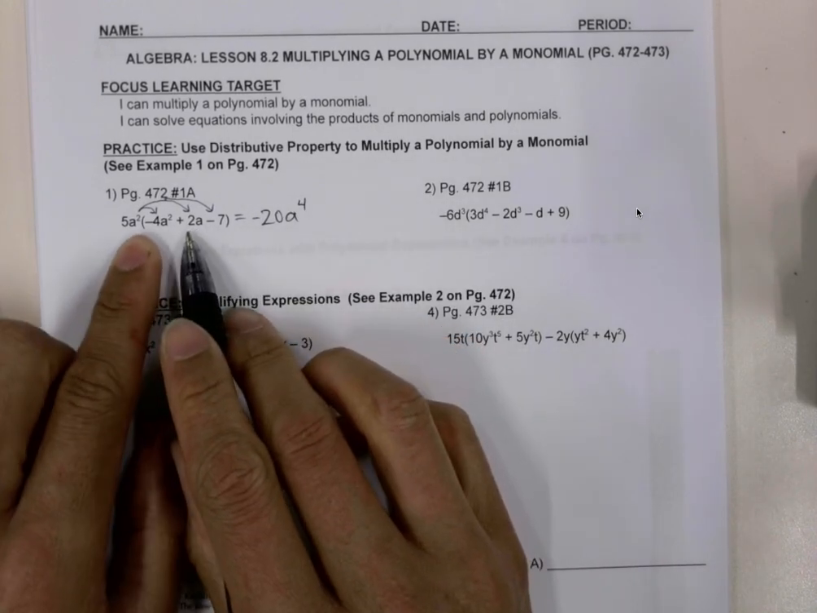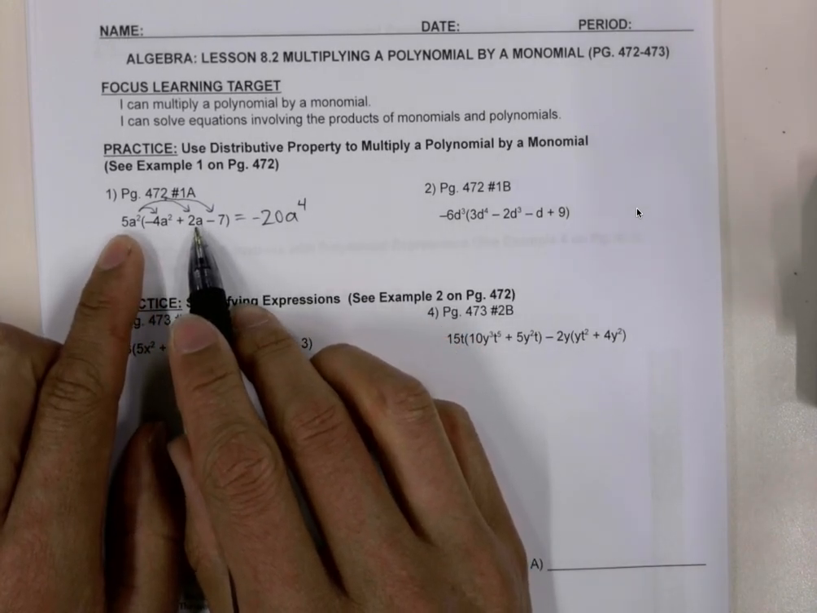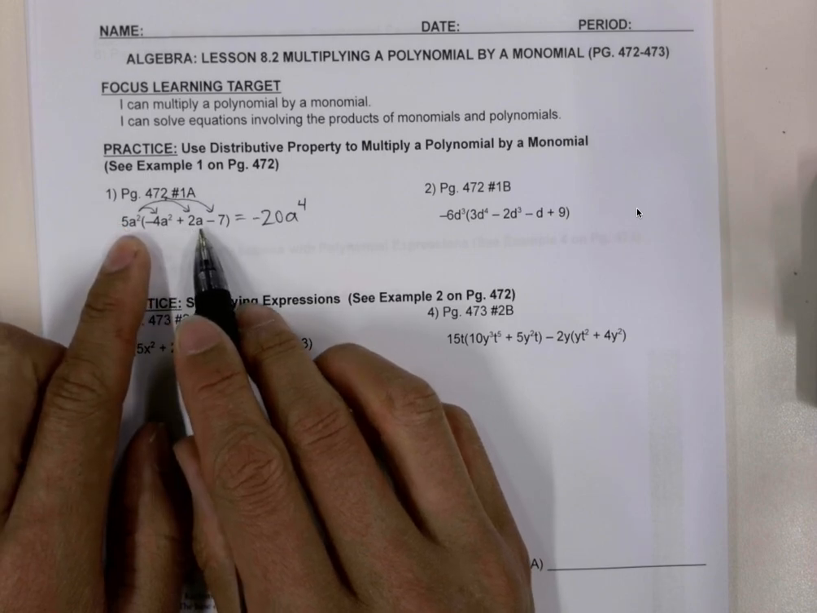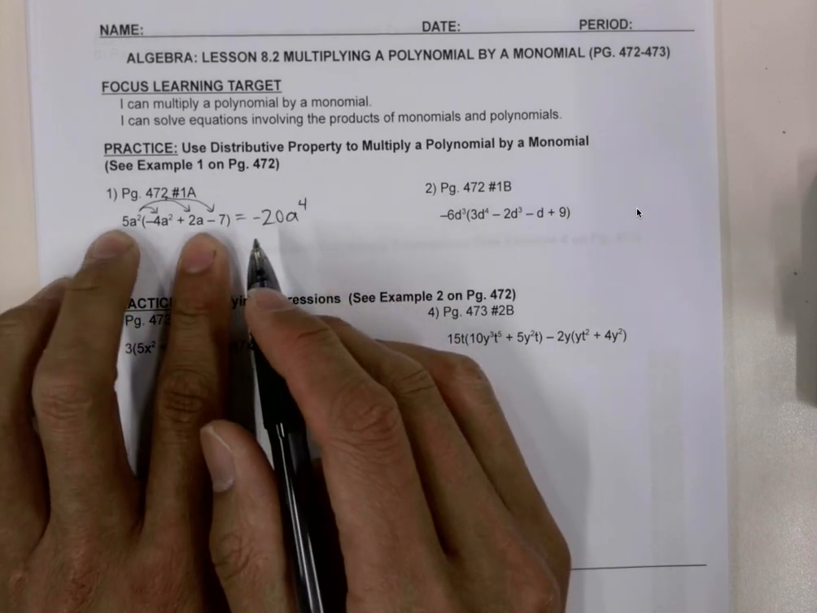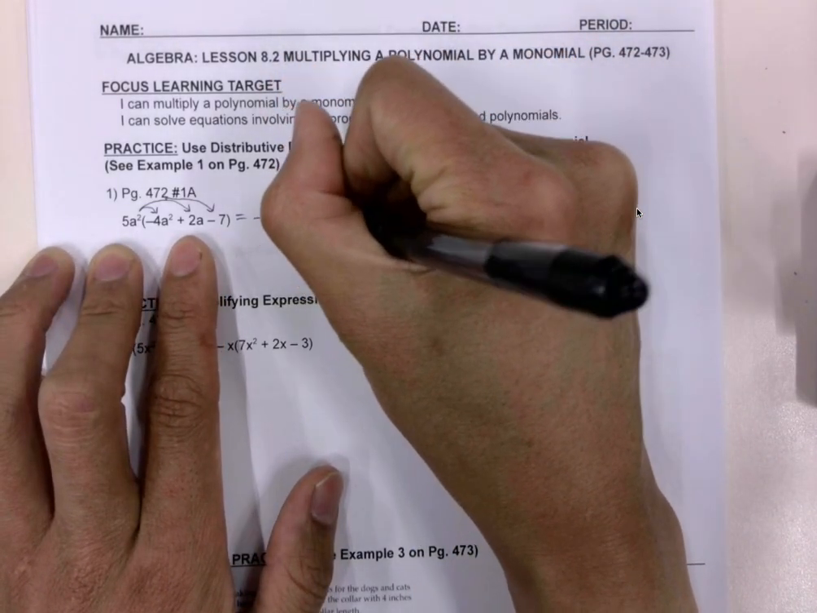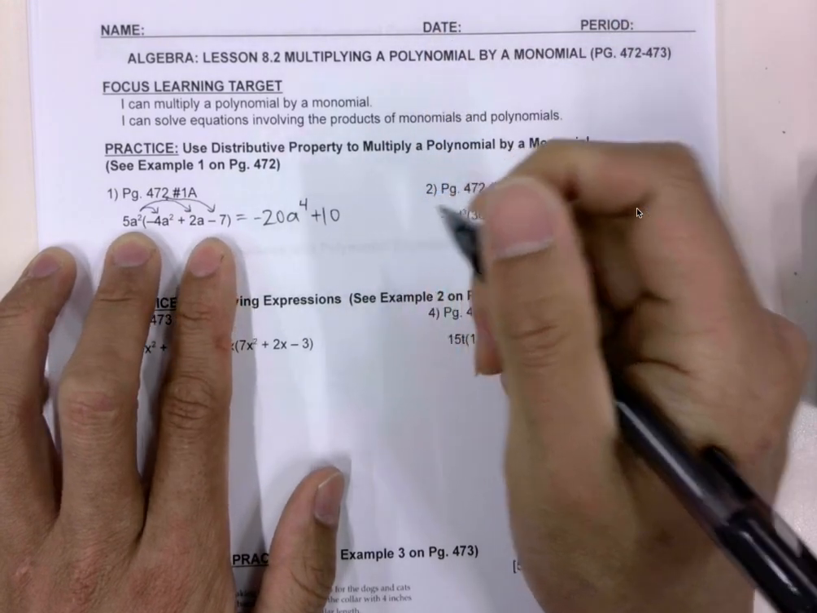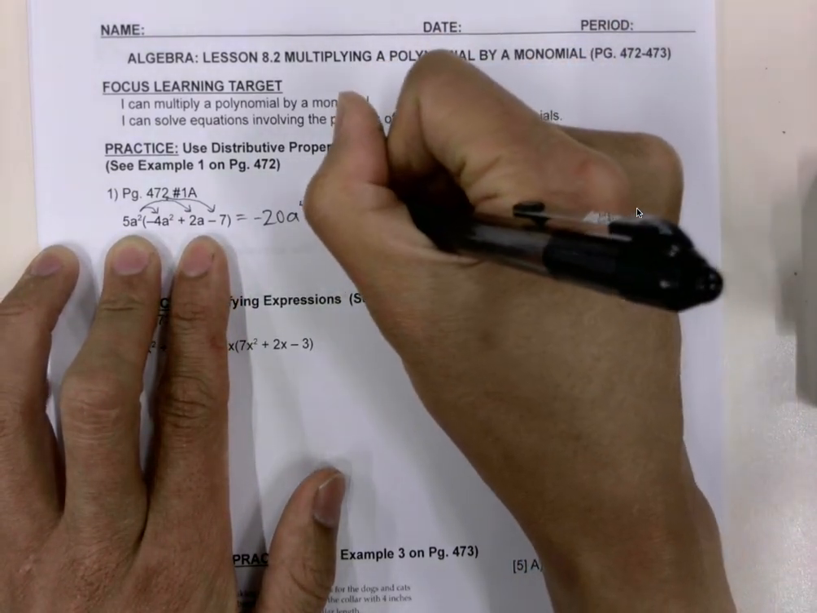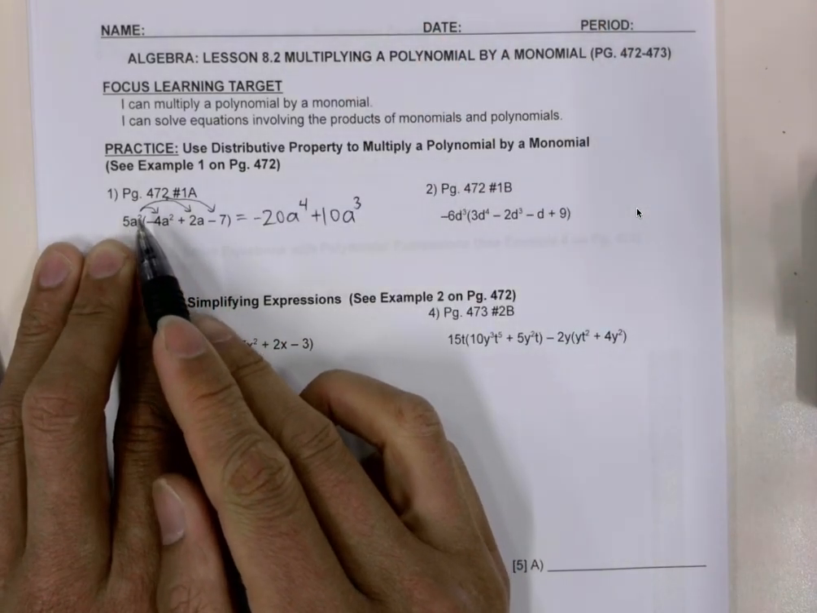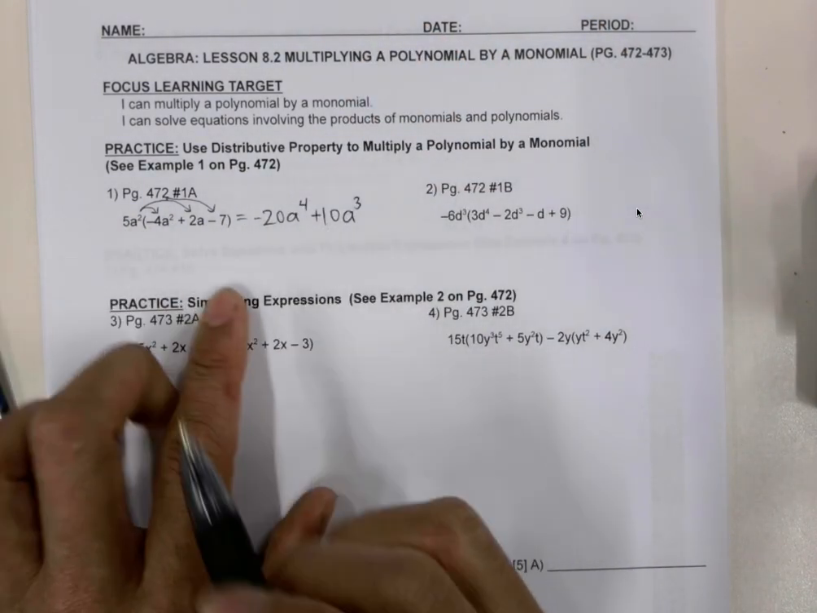All right. So now we're going to move on to the next operation. It's going to be 5a squared times 2a. And so we're going to do the same thing. We're going to multiply the coefficients. So 5 times 2 is going to be 10. And then a squared times a to the 1 power is going to be a to the 2 plus 1. 2 plus 1 is going to be 3.